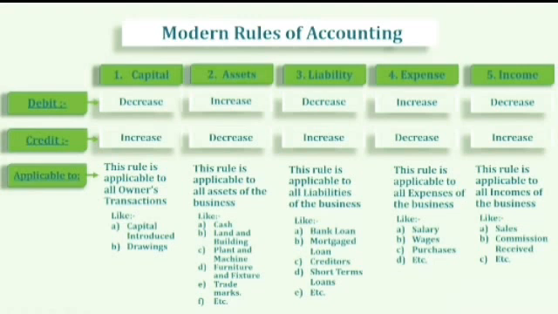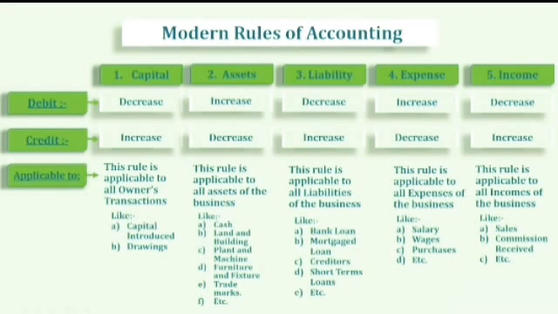According to these modern rules, there are basically 5 categories. They are known as capital, assets, liability, expense, and income. So what will be their effect? Let's follow. The first category is capital. To mention, drawings also fall under this category. So basically this relates to the proprietor's transactions, and the rule is debit when decrease and credit when increase. The next is asset. Increase is debit and decrease is credit.